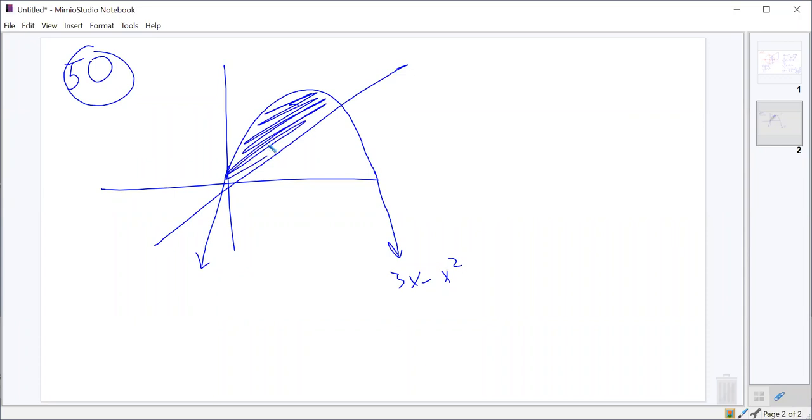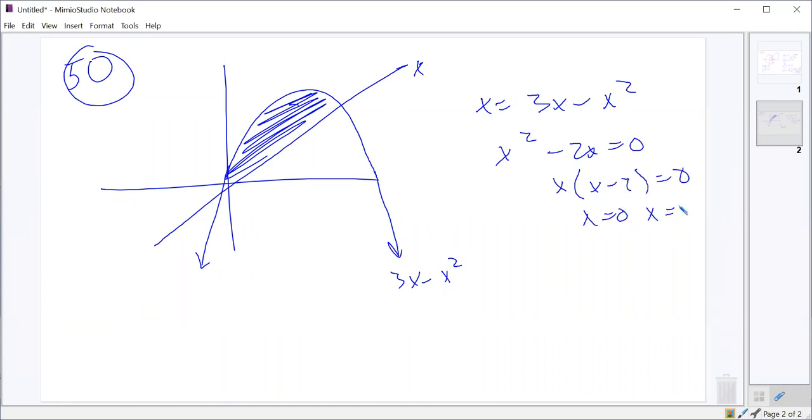And so if we're going to take that region and revolve it around the x-axis, the first thing we need to do is figure out our limits of integration. So when does x equal 3x minus x squared? That'd be when x squared minus 2x equals 0, or when x equals 0, x equals 2. Everybody good with that part of it to figure out the limits of integration?